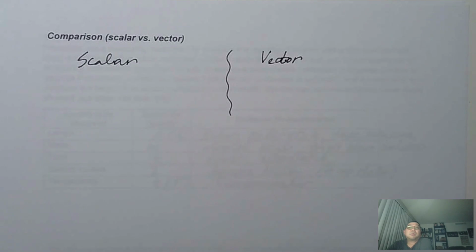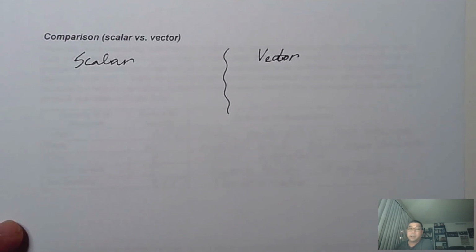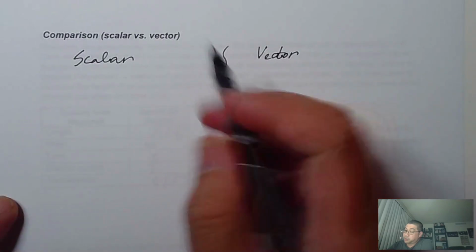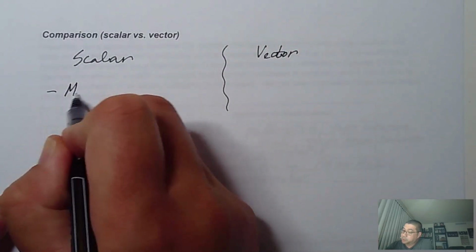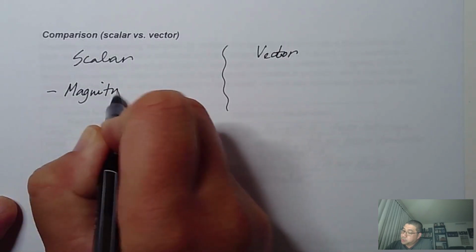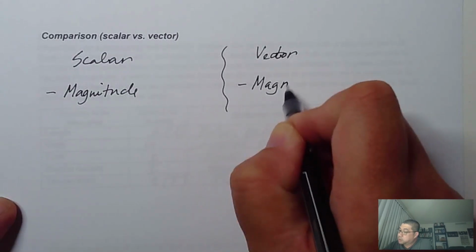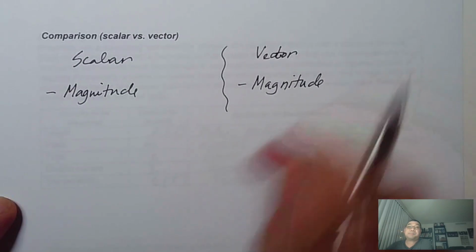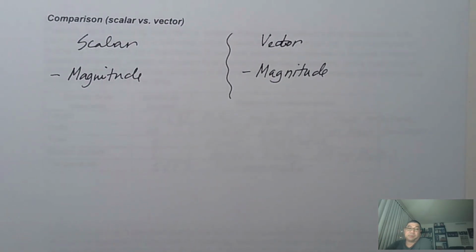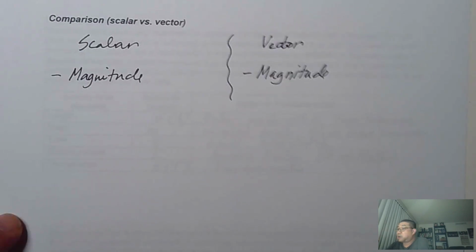Okay. So what's the similarity between the two? Of course, both of them are quantities. And when we talk about quantities, there's what we call magnitude. So both would have magnitudes. So let me just write it down. Magnitudes. So what is a magnitude?